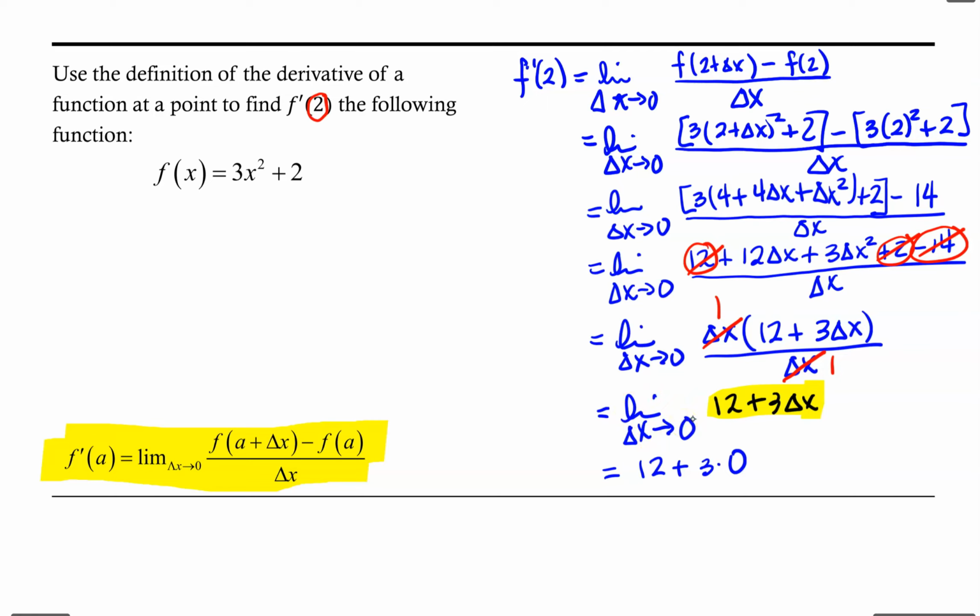So notice I said, now as delta x approaches 0, then 12 plus 3 delta x approaches 12 plus 3 times 0. Well, we can simplify that to 12. And so summarizing then, what we have here is that f prime of 2 equals 12.